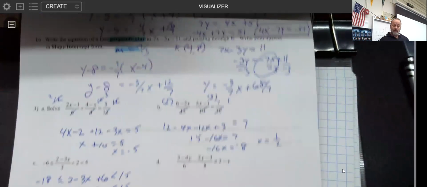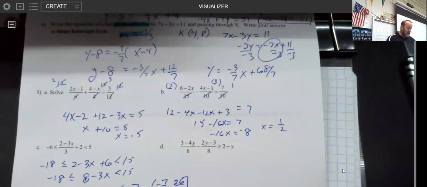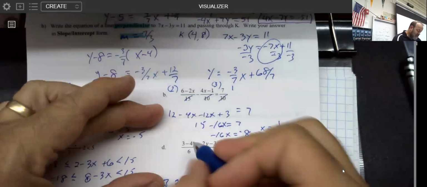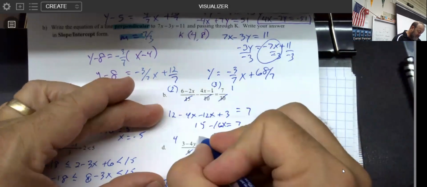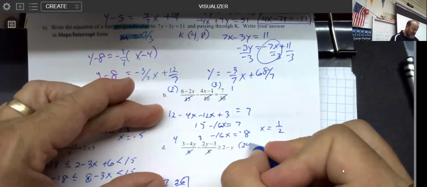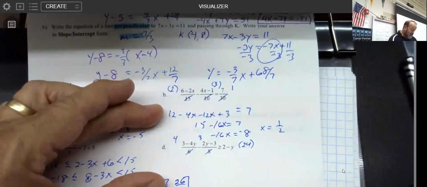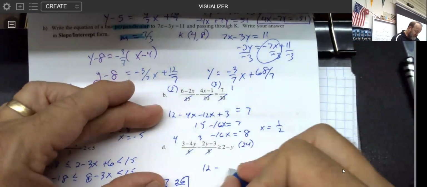Okay, and then the last one we're going to do is this guy right here. We're going to do our fraction buster, 6 and an 8. Now, you could do 48, but 24 is a little more convenient. So 6 goes into 24 4 times, 8 into 24 3 times, and of course, I got nothing to cancel over here. So we got 12 minus 16y.